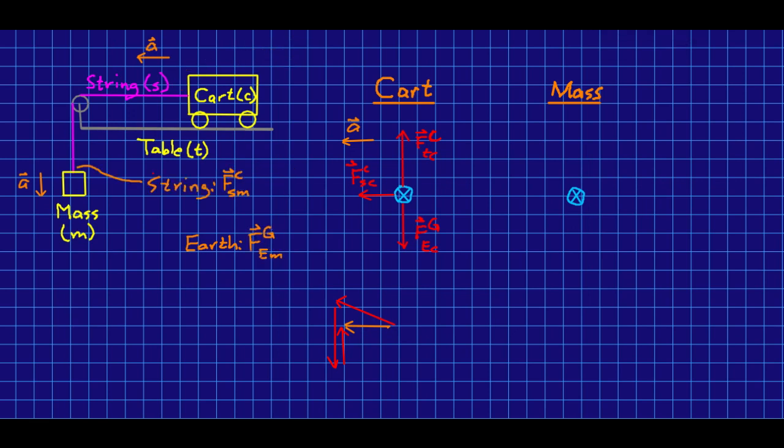Now I'll do the mass, and once again I've indicated the agents, and in particular the only contact force is the one due to the string, because that's the only thing the mass is touching. And so it's a very simple free body diagram.